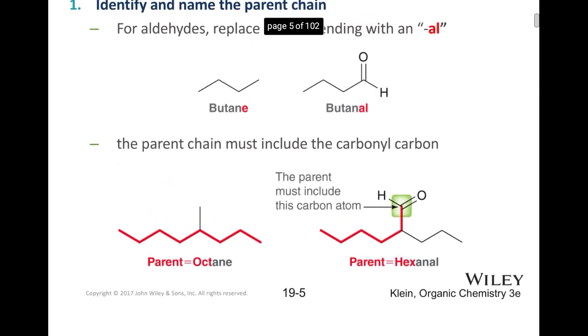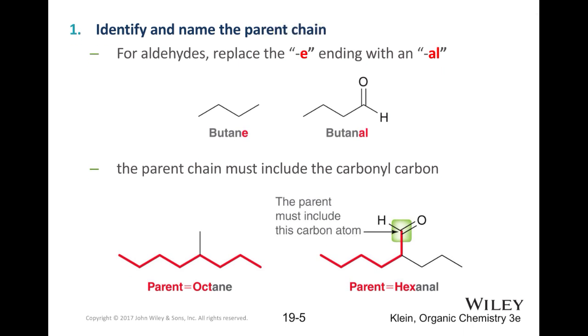All right. So anyhow, here's some examples. It says identify and name the parent chain. For aldehydes, you replace the E at the end with -al. So if you had butane, you'd have butanal. If you had pentane, pentanal, hexanal, heptanal, octanal, nonanal, so on and so forth. There are also common names that are used for aldehydes, and I'll get to those in a second. The parent chain has to include the carbonyl carbon. I think everybody knows how to name a molecule like octane by now, or this octane derivative rather. So this would be 4-methyloctane.